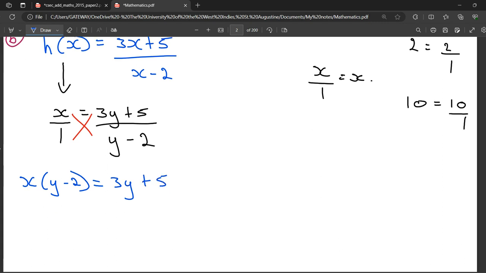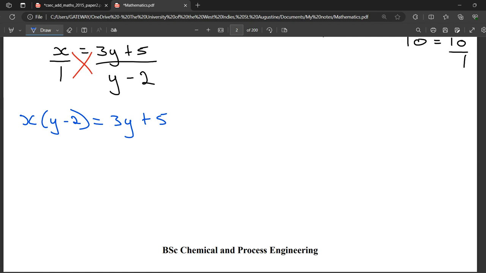But you really want to solve for y. So what we're going to do here now is expand this out: x times y and x times negative 2. So you'll get xy, and x times negative 2 is negative 2x. That is equal to 3y plus 5. But we want to keep our y's on one side of the equal sign.